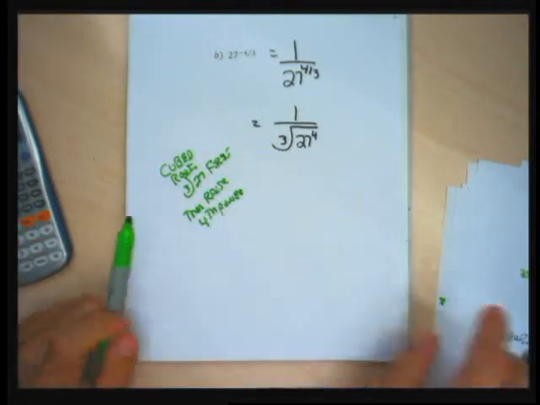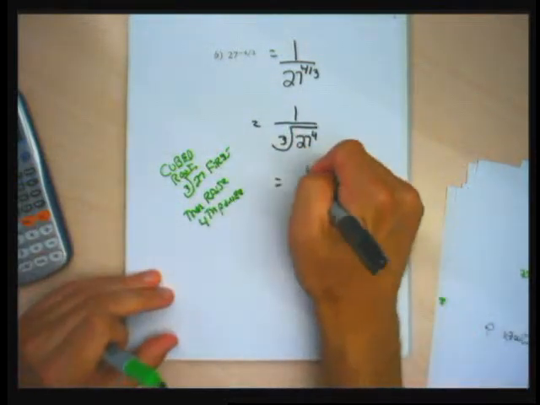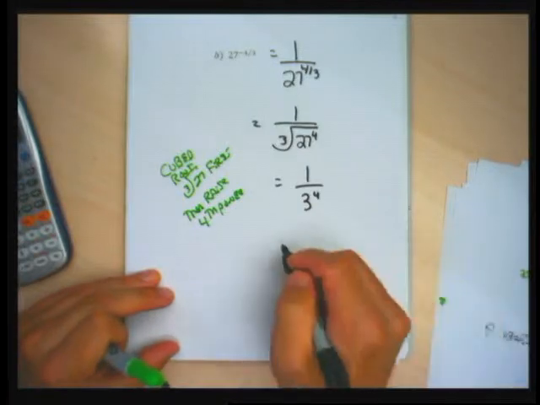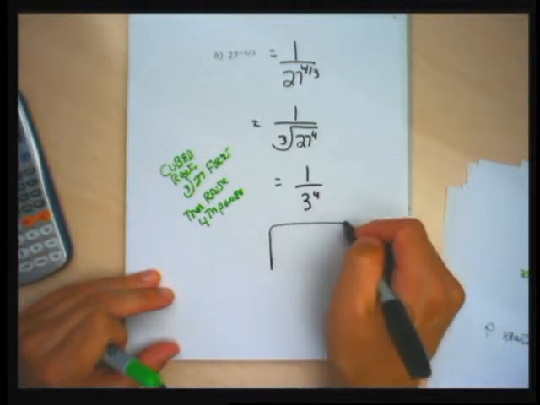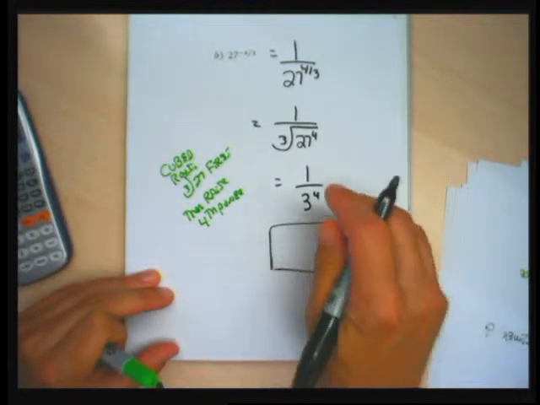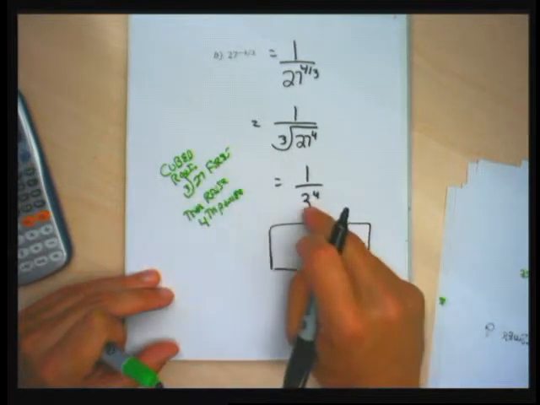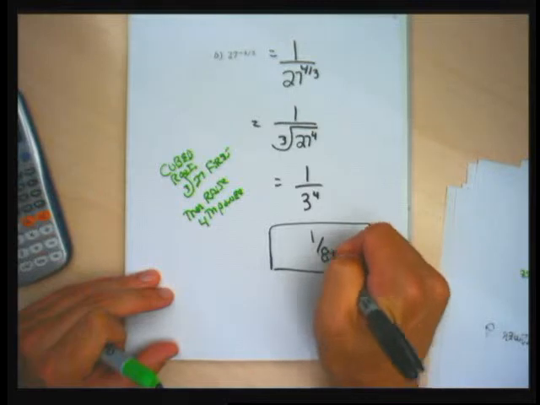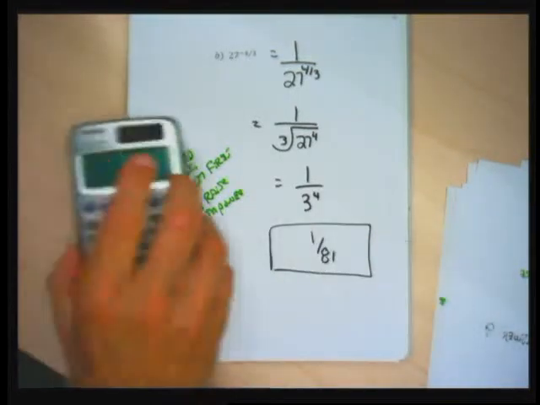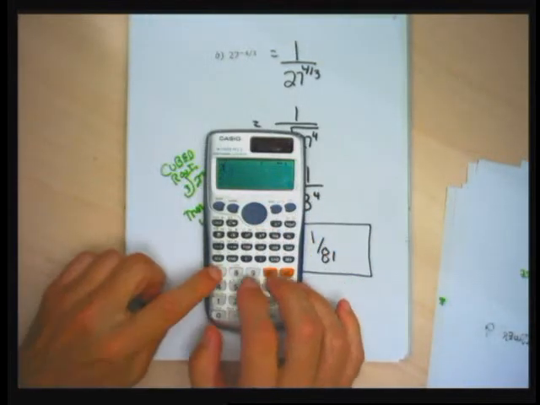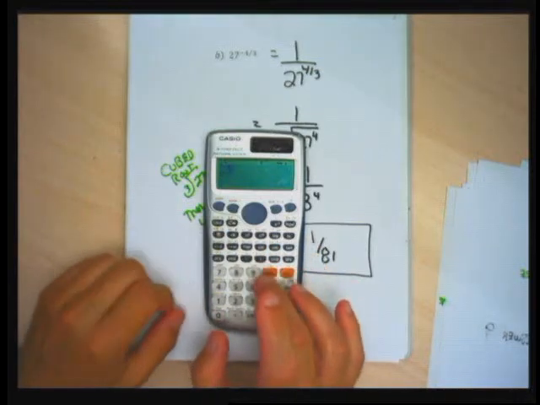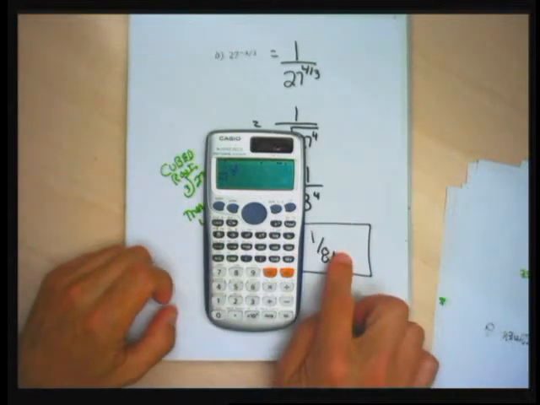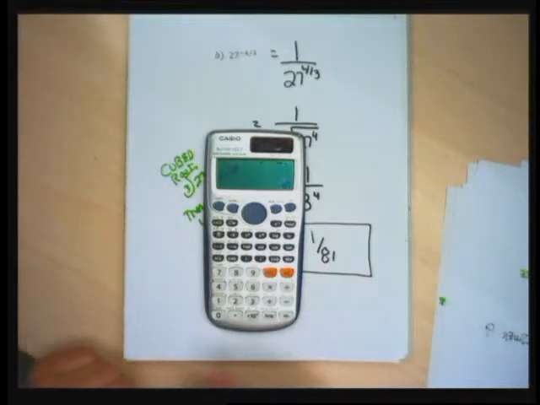The cube root of 27 is still 3. So this is 1 over 3 to the 4th. And I know 3 to the 4th in my head. If I had to do any one of the steps with my calculator, because I didn't know what the cube root of 27 is, or I didn't know what 3 to the 4th is, I might as well do the whole thing on my calculator. So 1 over 81 should be the answer. And I'm going to double check myself here. So I'm going to go 27 to the fraction negative 4 over 3. And hopefully I see 1 over 81. And perfectly I do.